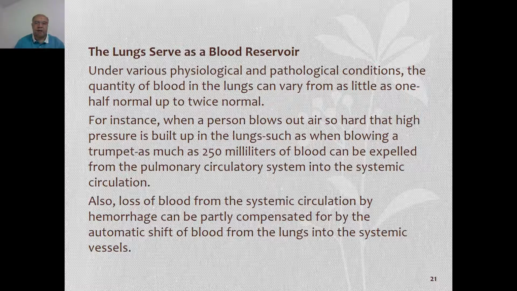For instance, when a person blows out air so hard that high pressure is built up in the lungs, such as when blowing a trumpet, as much as 250 milliliters of blood can be expelled from the pulmonary circulation system to the systemic circulation system. Also, loss of blood from the systemic circulation by hemorrhage can be partly compensated for by the automatic shift of blood from the lungs into the systemic vessels.